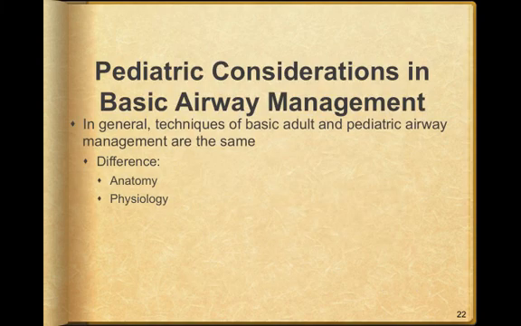Pediatric considerations in basic airway management. In general, techniques of the basic adult and pediatric airway management are the same. The differences are the anatomy and physiology. In a pediatric patient, the posterior occiput, or the back of their head, is significantly more prominent. The pediatric trachea is smaller and more susceptible to kinking. The nasal bridge of the pediatric patient is flatter.